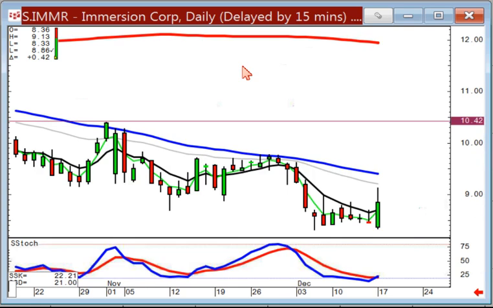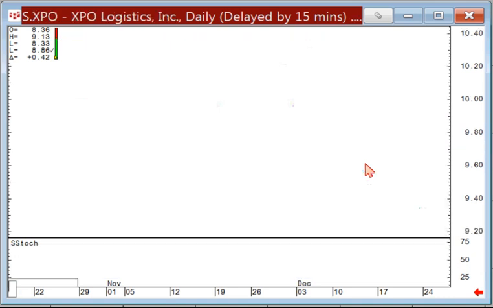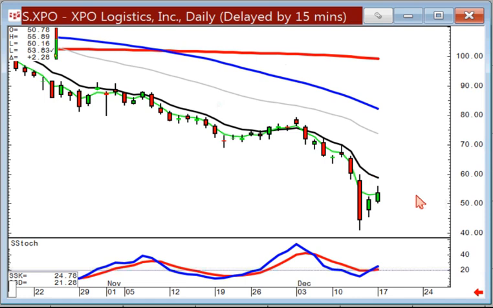Big left-right combo on IMMR after a little inverted hammer. You can be buying this one. Just be aware of what happens once it gets to the 50. XPO. Bullish harami. Where do you think your first likely target is going to be? Probably a bounce back up here.